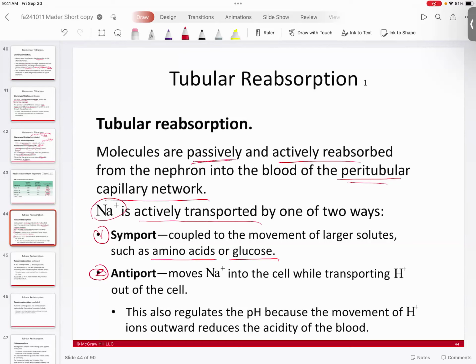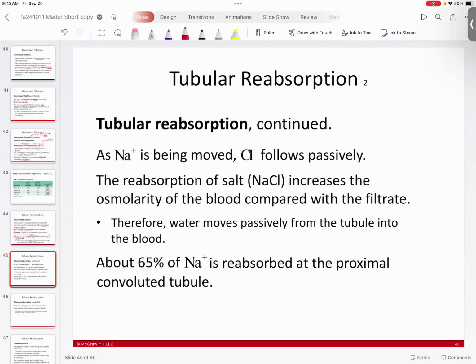It also works as an antiporter. In this case, what happens is sodium comes in and something else goes out. Oftentimes, for instance, you might dump your hydrogen ion out while sodium moves in. So sodium's going into the cell while the hydrogen ion goes out of the cell. This is how you regulate your pH. And this is also the reason why your urine is acidic.